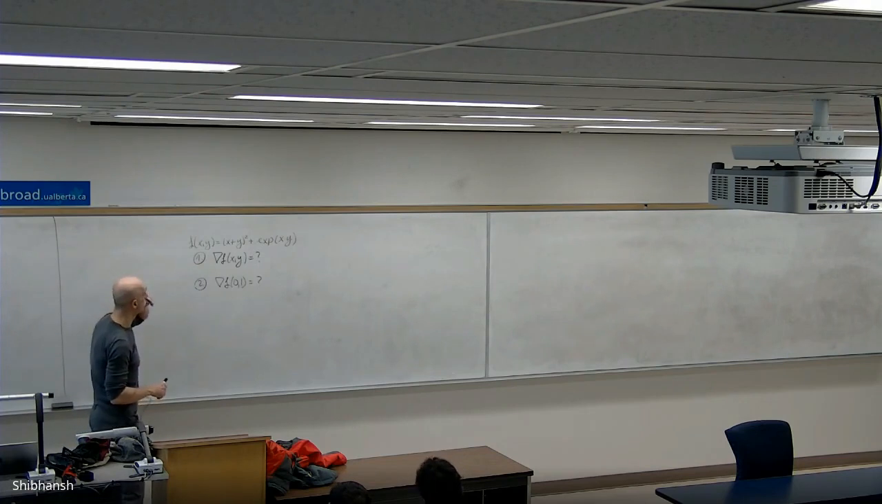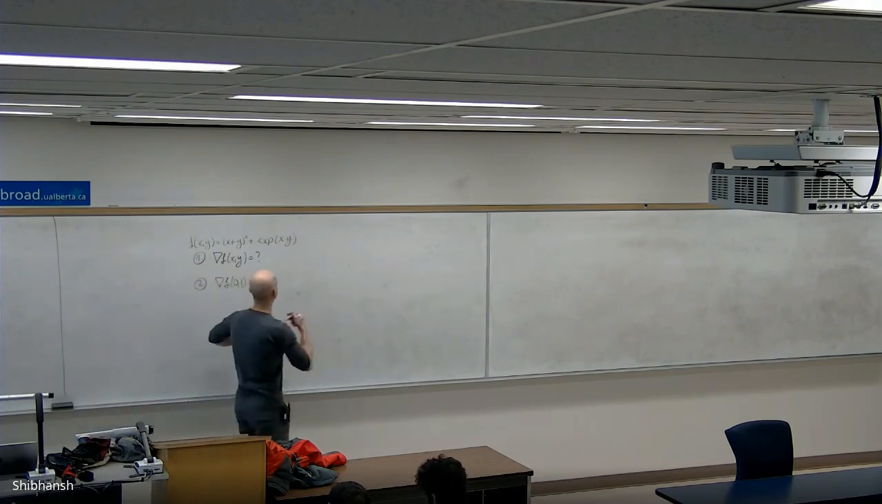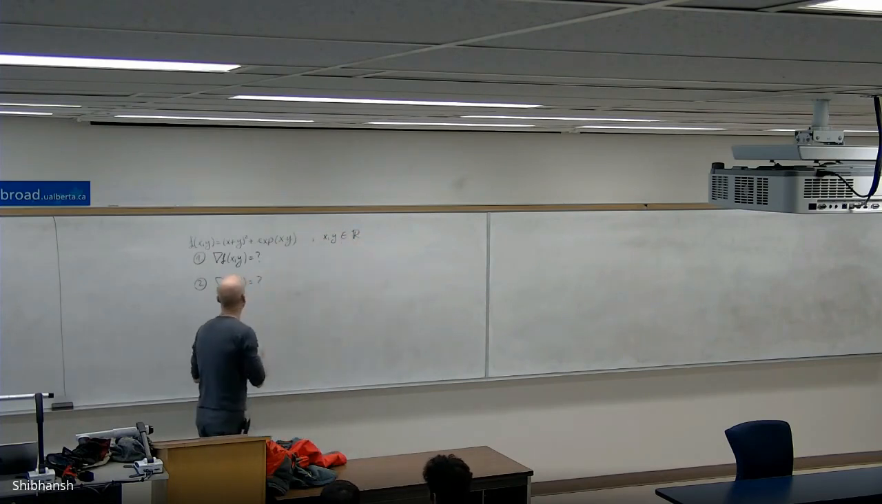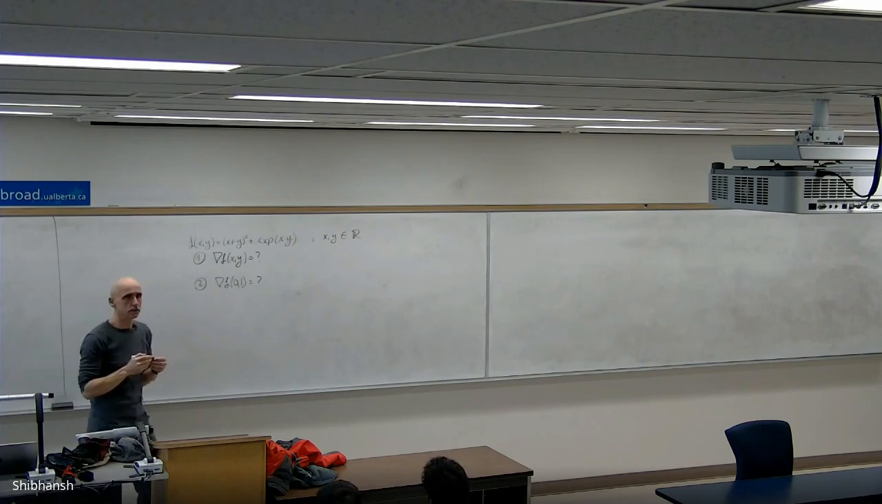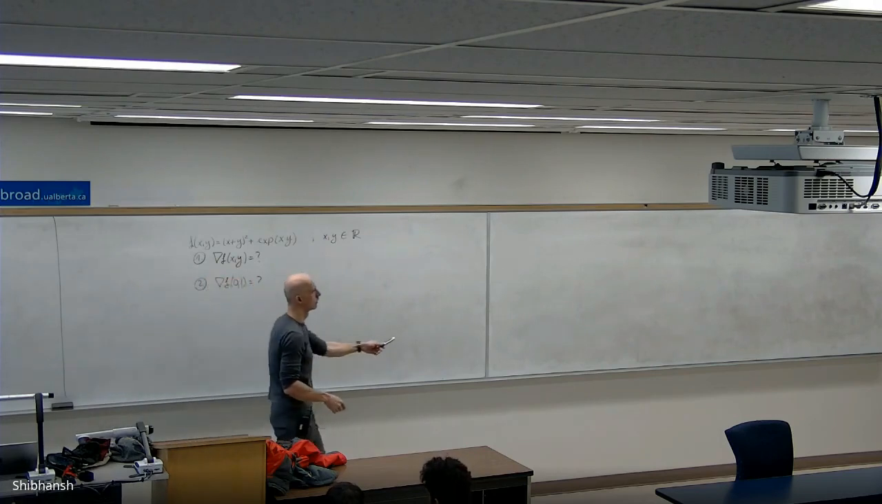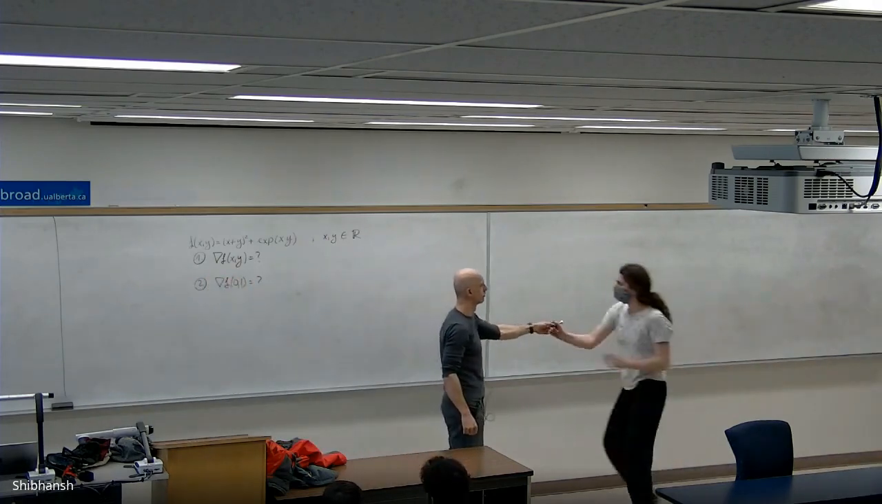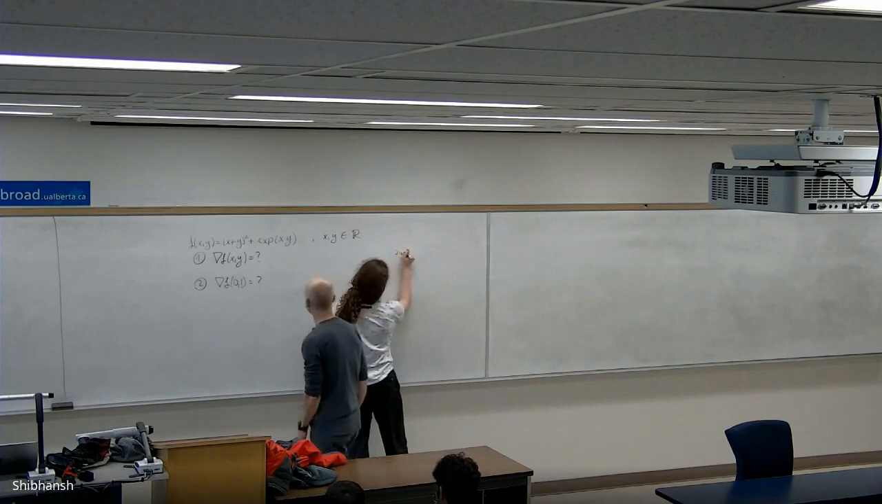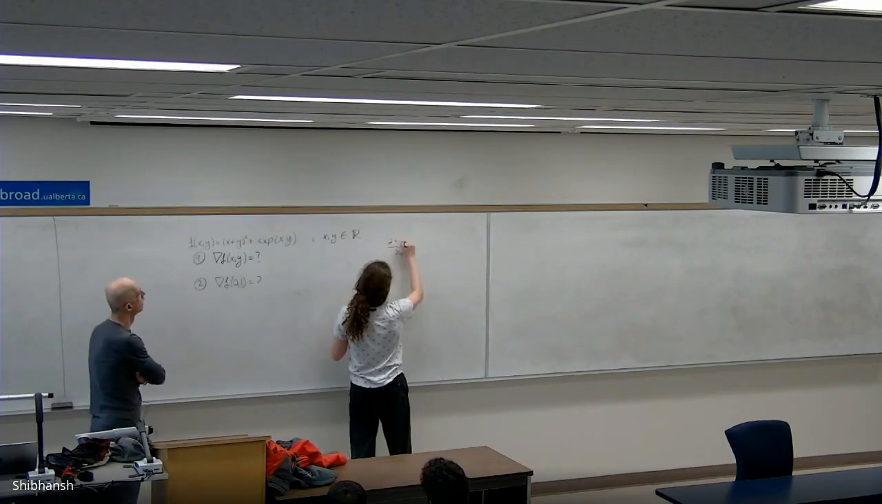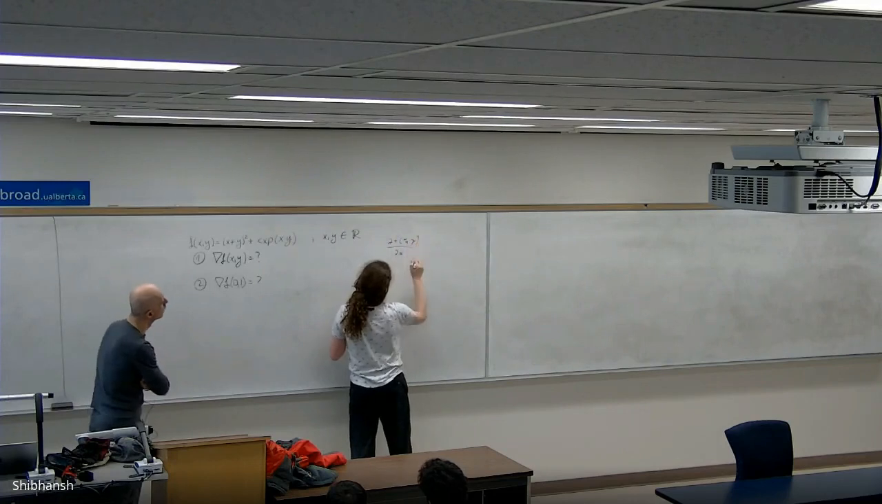So this is the function, with x and y over the reals. Who wants to do the gradient? The gradient has two parts: with respect to x, and the other part with respect to y.